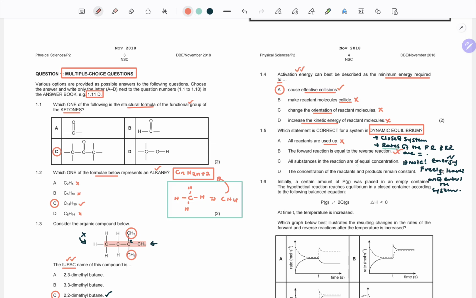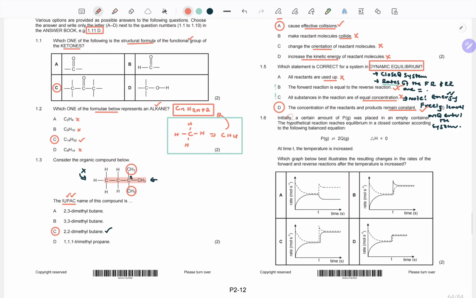Now, all substances in the reaction are of equal concentrations, never equal, but constant. So this is wrong. The concentration of the reactants and products remain constant. Yes, indeed, that is true. So this is D. Again, this is a question that could really cause problems, especially for option B and C. These are often mistakes students make when thinking about equilibrium, because remember, if you read without understanding, these questions will throw you off. Be very careful.